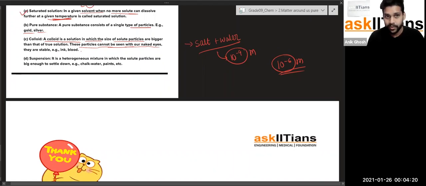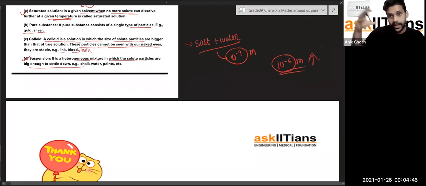Okay, it's like blood and ink. You cannot see the particles with the naked eyes. But they're bigger, like the milk. Milk is a colloidal solution. And for suspension, you can use milk as well over here. Suspension is a heterogeneous mixture in which the solute particles are big enough, bigger than this 10 to the power minus 6 as well.